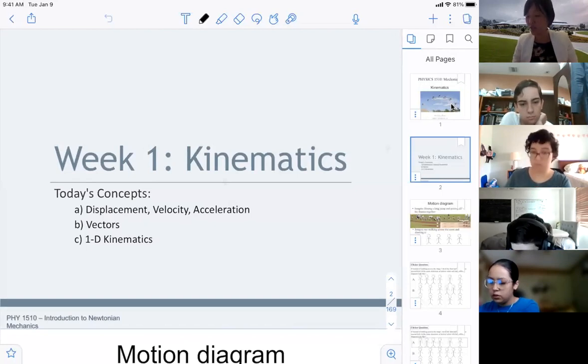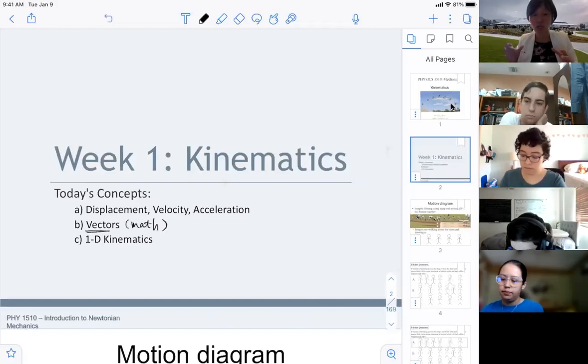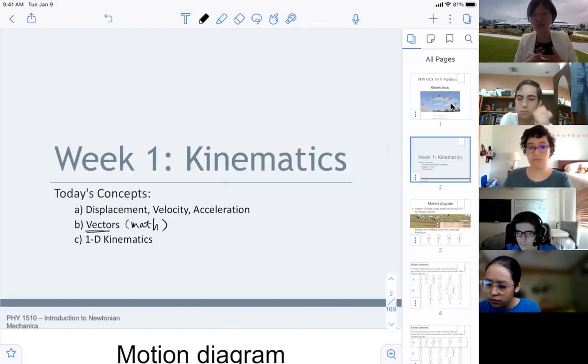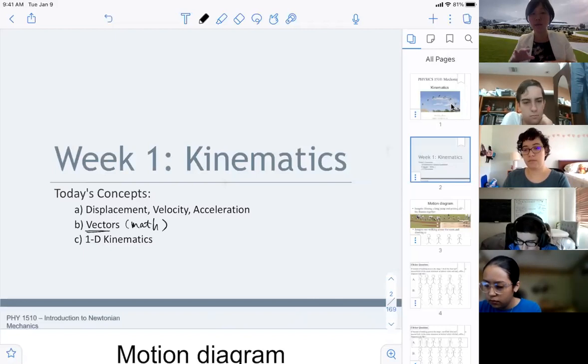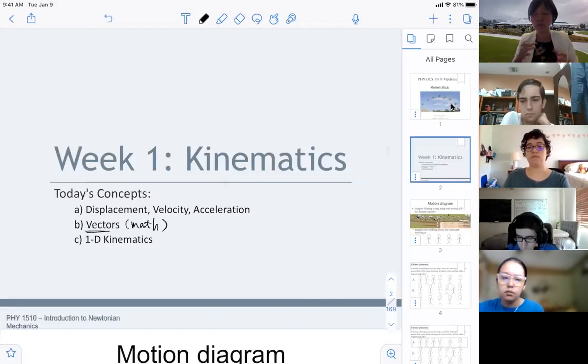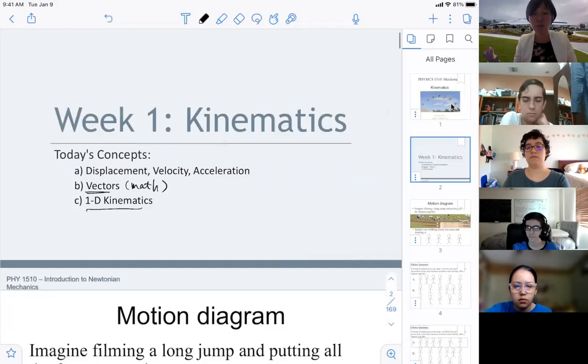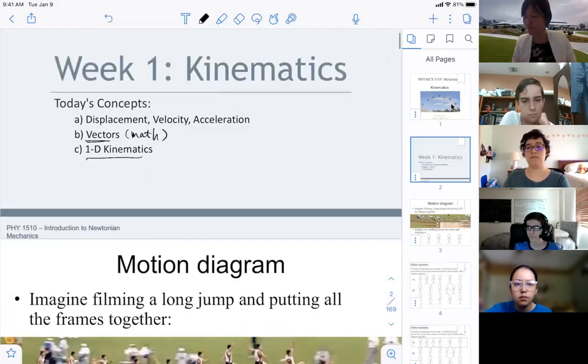We will talk about vectors as sort of a math knowledge in the context when we do all these different kinematics quantities. So I don't want to do the math separately. We want to do it in this context. So later on, we will do more about math when we need to use it. And then we will study a very simple type of motion, which is simply kinematics in one dimension.